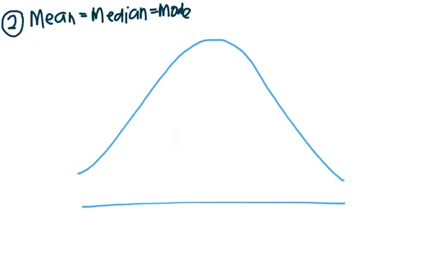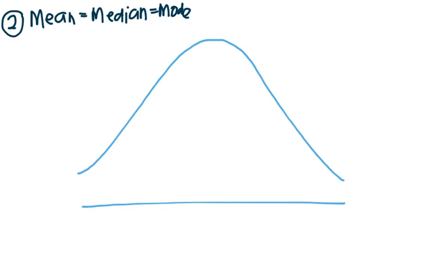The second property of a normal distribution says that mean equals median equals mode. The normal distribution is a special distribution because it is a symmetrical distribution.